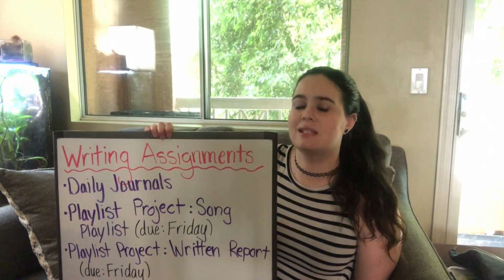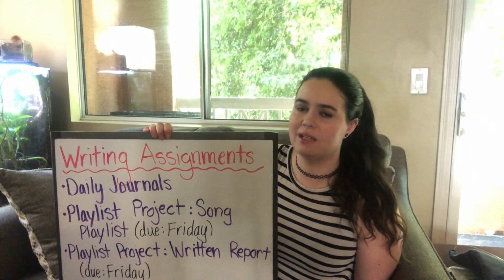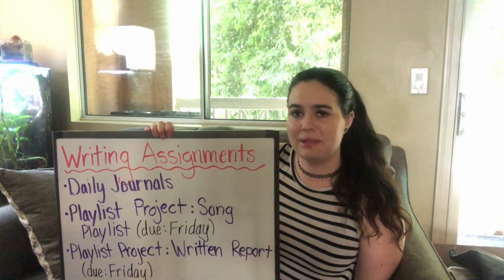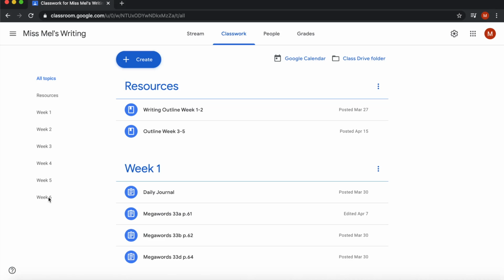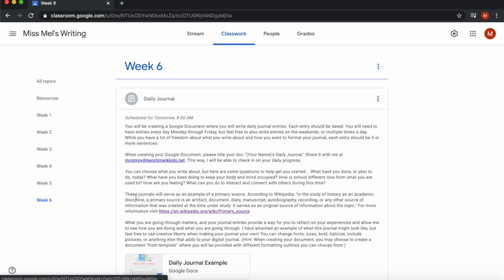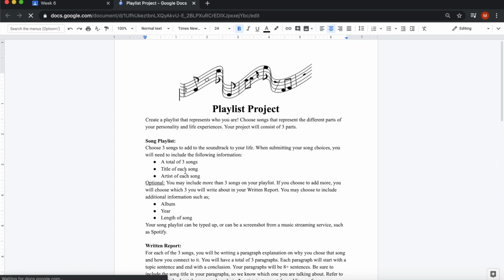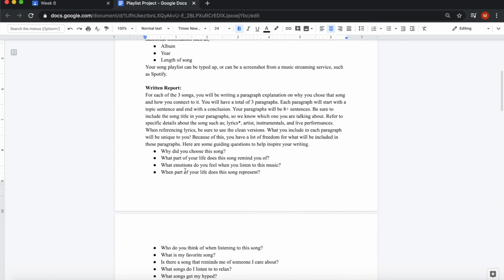For writing this week, you will have 3 assignments that you will be working on. The first is to continue writing your daily journal entries into the Google document that you started at the beginning of this quarter. The second assignment is going to be to start your playlist project. You will find the instructions for this assignment in our Writing Google Classroom under week 6. Look for the assignment that says Playlist Project Instructions. When you click on the assignment, you will find the full directions for all parts of this project.